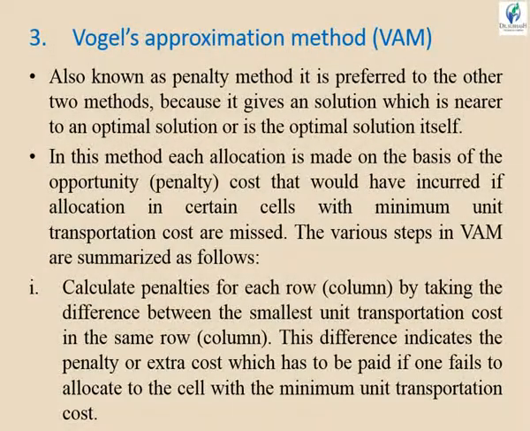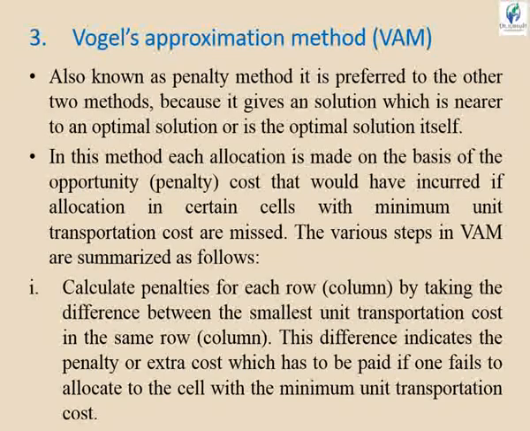So what is this method? This method is also used to obtain the basic feasible solution. It is also known as the penalty method. It is preferred to the other two methods. Yes, this method is mostly preferred as compared to the previous two methods, that is northwest corner method and least cost method, because it gives you a solution which is almost nearer to the optimal solution.